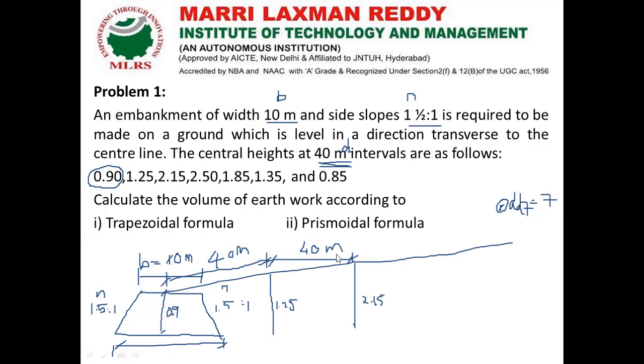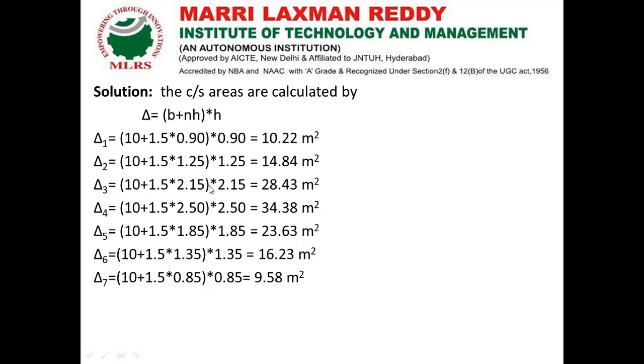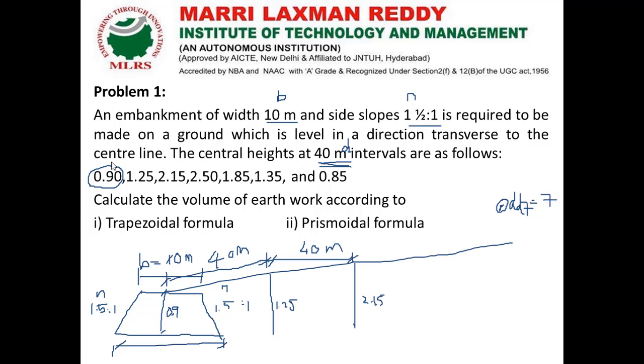So if I have to calculate the volume, first I have to calculate the area at each and every place. The formula is (B plus NH) into H. Wherever I have the location, at that place I calculate at each ordinate wherever I have the central height. So here my B is 10 meter plus side slope n equal to 1.5 and 0.9 is my H1.